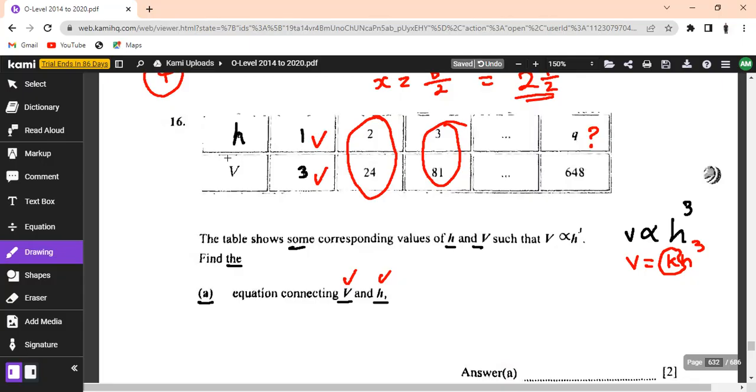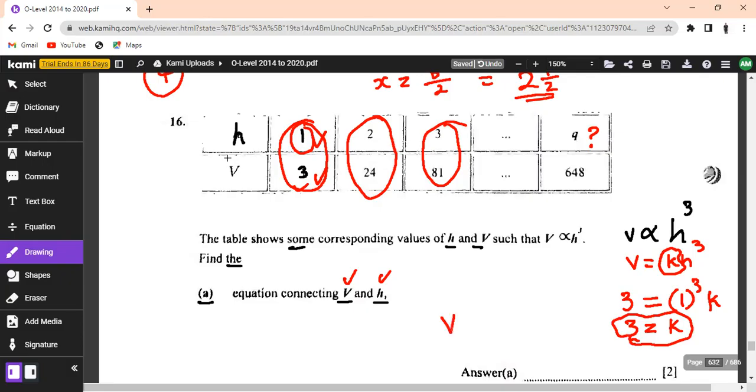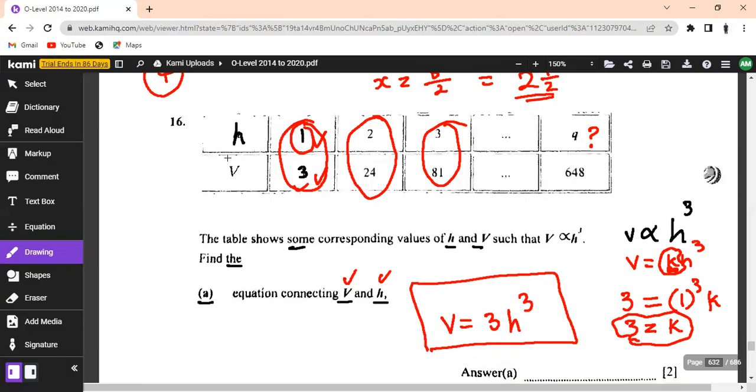So what am I trying to say? Substitute into your equation. I'm going to use this first one. V is 3, so I substitute 3 in place of v, is equal to, and h at that moment is equal to 1. So it's 1 to the exponent of 3 times k. As you can see, you have 3 equal to 1 to the exponent of 3, which is 1. 1 times k is k. So k is equal to 3. Therefore, the relationship between v and h is v is equal to, in place of k, we substitute 3. So it's going to be 3h to the exponent of 3.